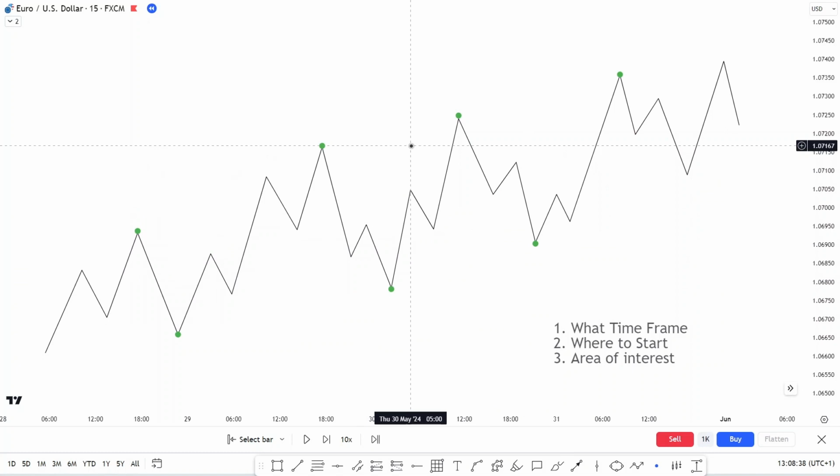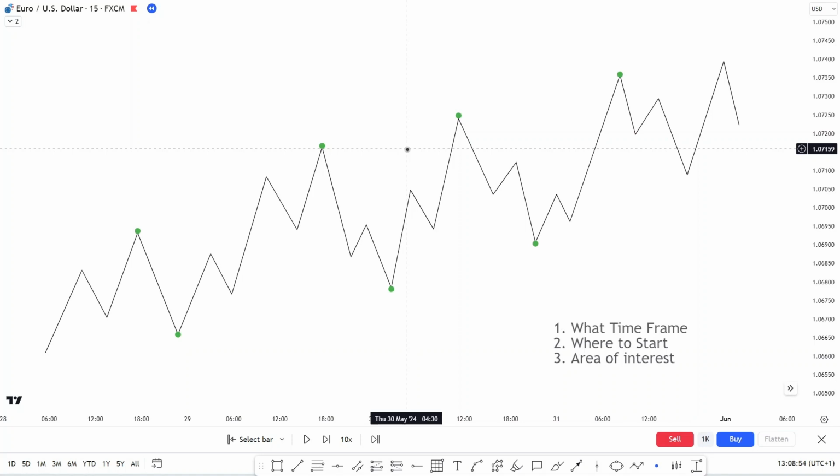In reality, the time frame doesn't absolutely matter when you want to start your structure mapping. Your time frame depends only on one thing: your trading style. If you're a day trader, for example, then you have to choose a time frame in such a way that suits your trading style best.